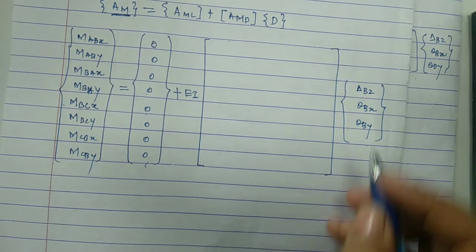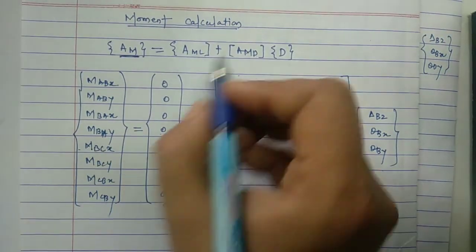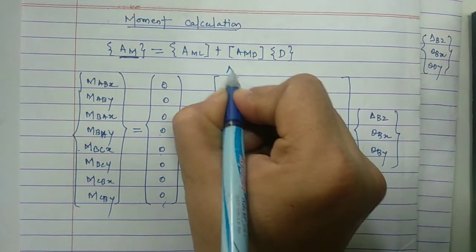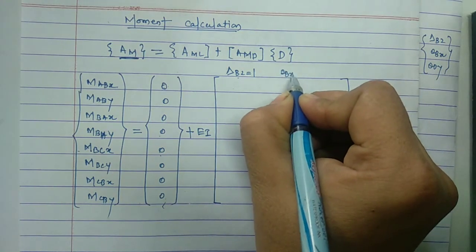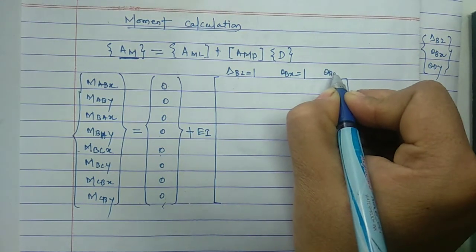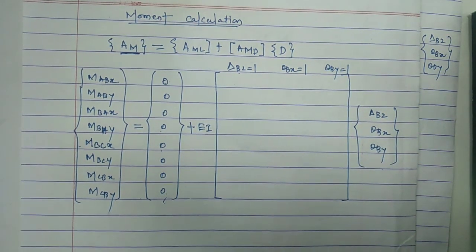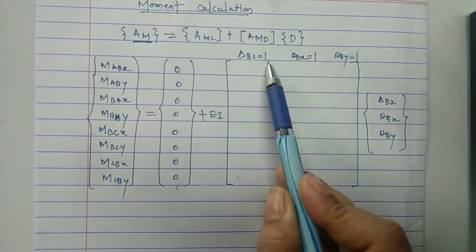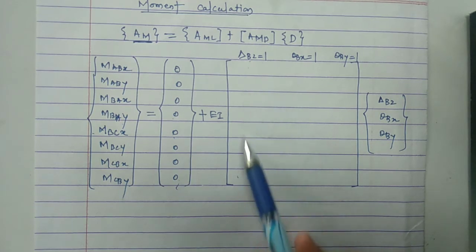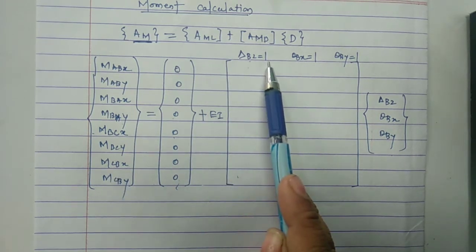Okay, so accordingly, now the question is about this matrix. To write this matrix, the first column is written from the first figure when delta BZ equal to 1, the second column is written when theta BX equal to 1, and the third column is written from the figure when theta BY equal to 1. So let us see how to write. Under this first column, delta BZ equal to 1, the values that will appear are the values of these moments from this figure, delta BZ equal to 1.